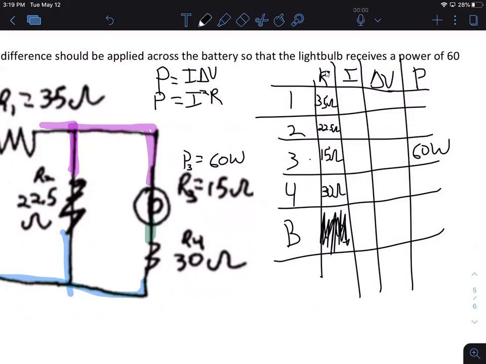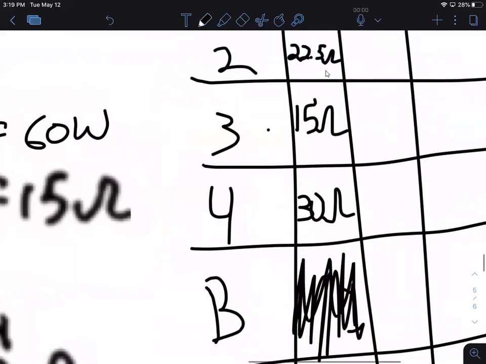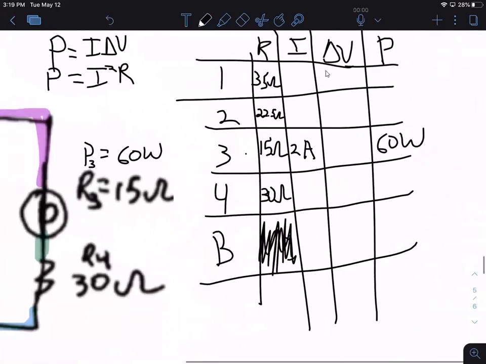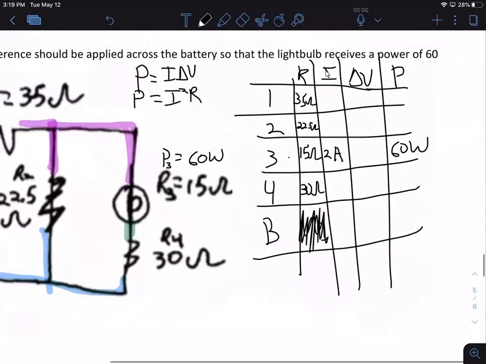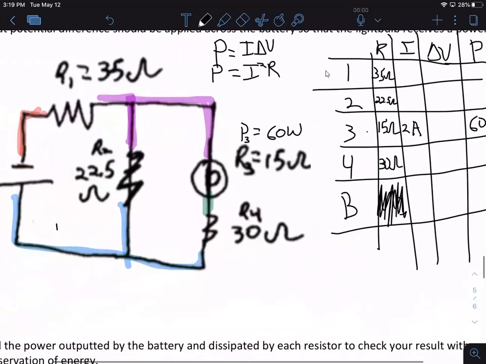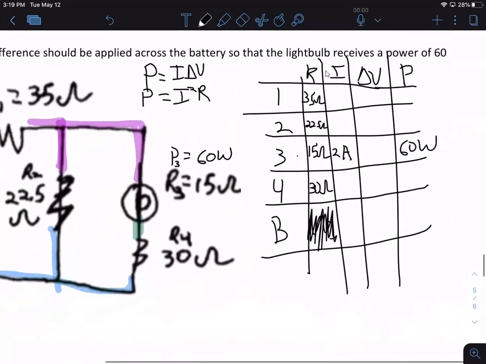So 60 divided by 15, that's 4. And then that's I squared, so the square root of 4 is 2 amps. You're welcome for the nice, easy math. I guess I should say you're welcome to myself, so I can do easy math on the solutions. All right, great. So 2 amps.